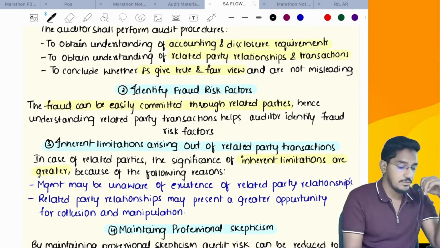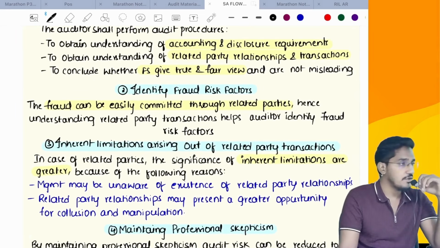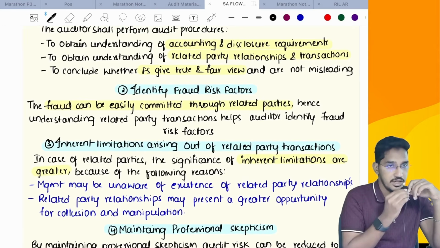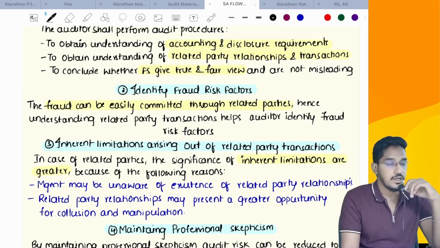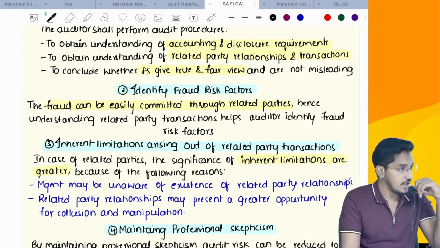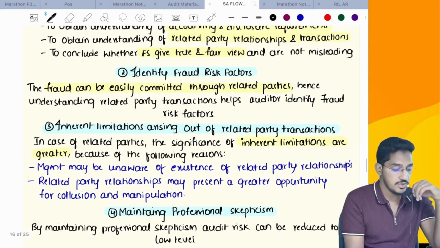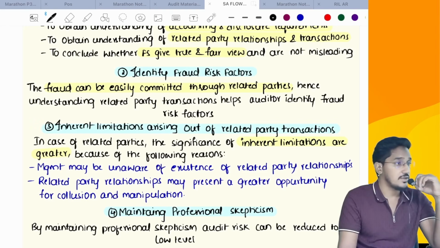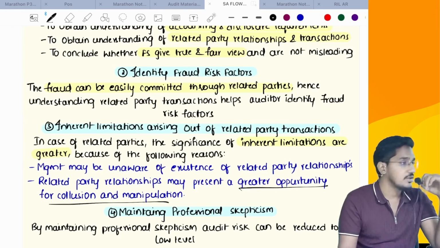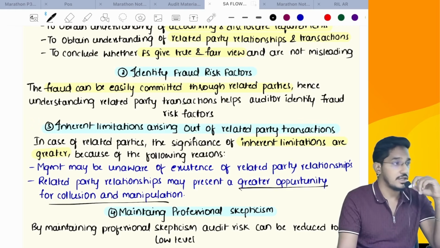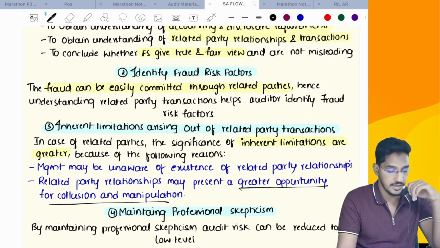Then, as we have already seen, because of related party transactions there is a chance of inherent limitation. One of the main inherent limitations arises because of related party transactions. So in the case of related parties, the significance of inherent limitations is very much higher. Because of related party transactions, the chances of the auditor's opinion going wrong are much higher. Why? Because management may be unaware of the existence of related party transactions. Sometimes management itself will not know who is a related party and who is not. And also, related party transactions provide a greater opportunity for collusion and manipulation. So that's why the inherent limitations are greater for related party transactions.